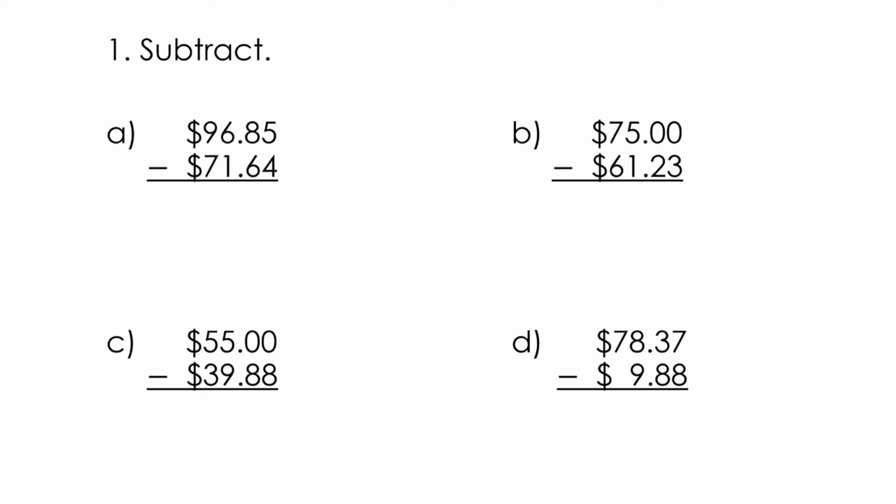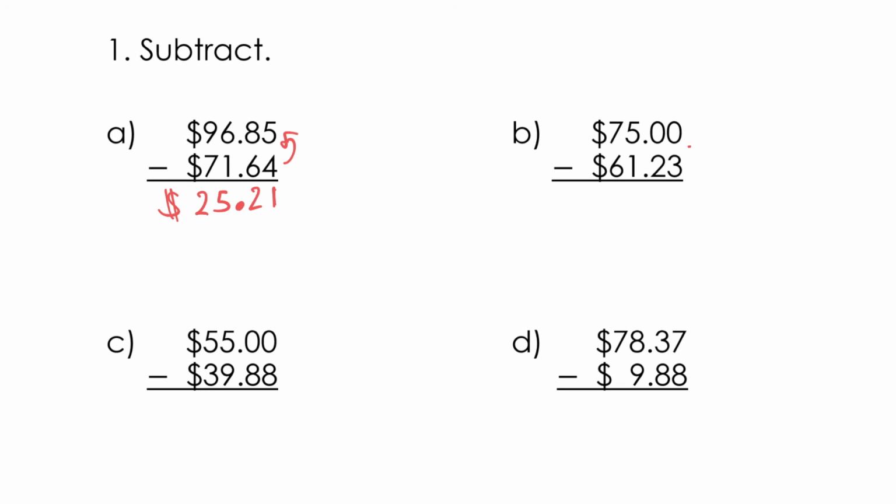Okay, so let's subtract. So let's choose a different color here. Keep it interesting. So the first one here, can you take 4 away from 5? You sure can. Take 6 away from 8. Yep, don't forget that decimal. 6 minus 1 is 5. 9 minus 7 is 2. I am not going to go backwards just to save time on this video.